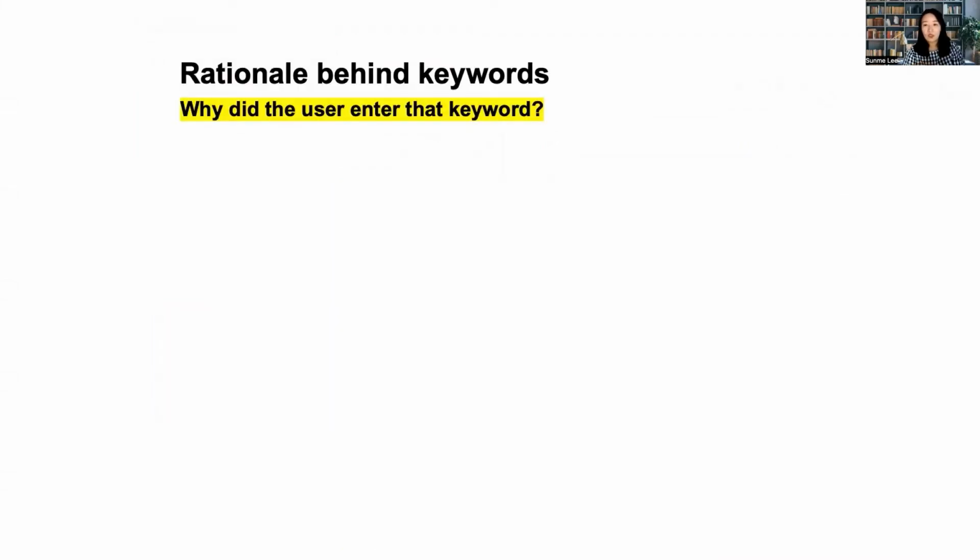So the first thing I want to talk about is what is the rationale that the keyword the user enters? Why did the user enter a certain keyword, and what information do they get by entering that keyword? Let me give you some examples. Someone searched Texas, and other people search Round Rock, and also Round Rock restaurants. What kind of intentions do they have when they put in these keywords?